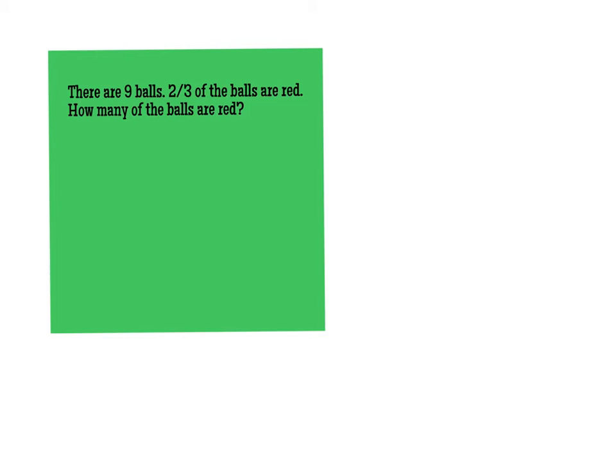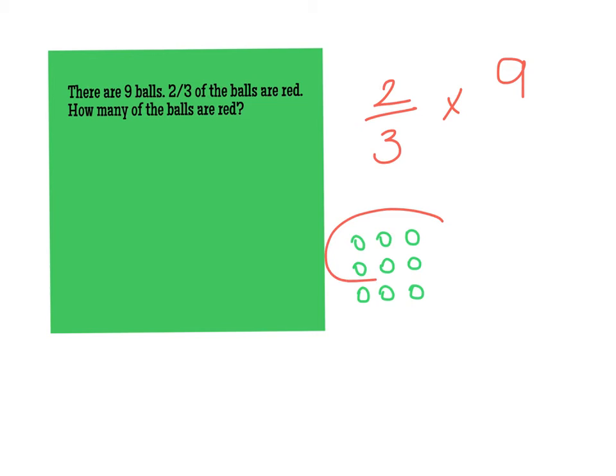There are 9 balls. 2/3 of the balls are red. How many of the balls are red? So this is asking me 2/3 of 9. 2/3 times 9. So I can either draw my model with 9 total objects in 3 rows. So 1, 2, there's my 3 rows. 4, 5, 6, 7, 8, 9, and I have 2 rows, which equals 6.